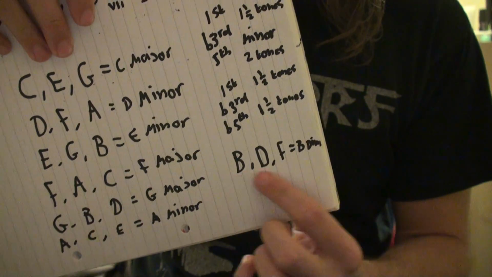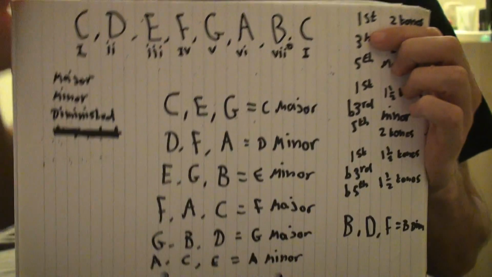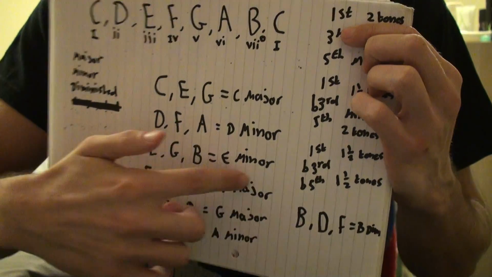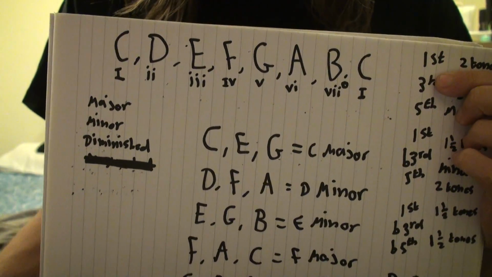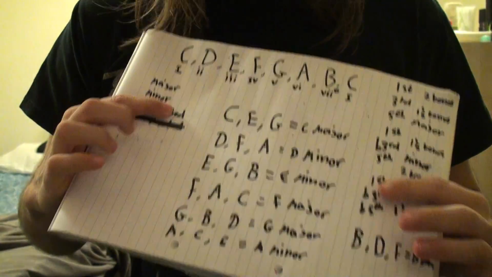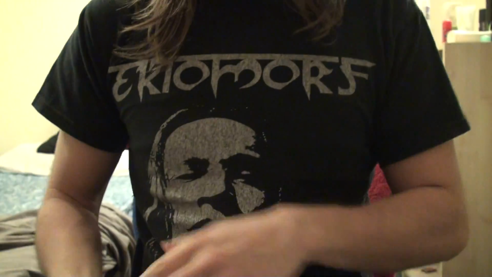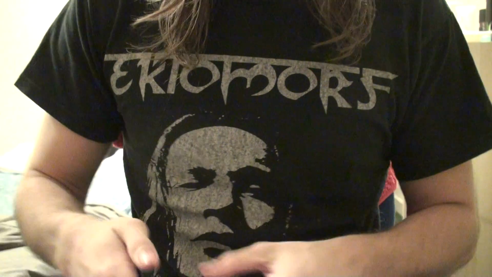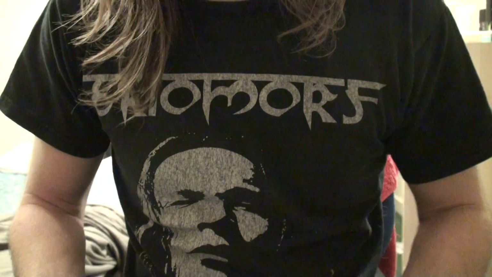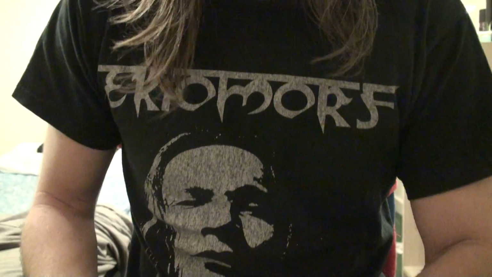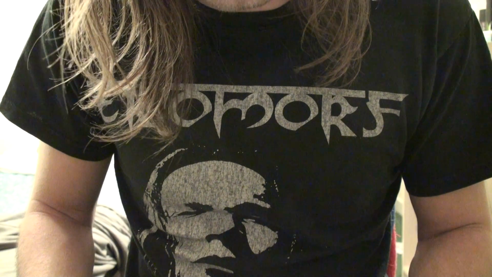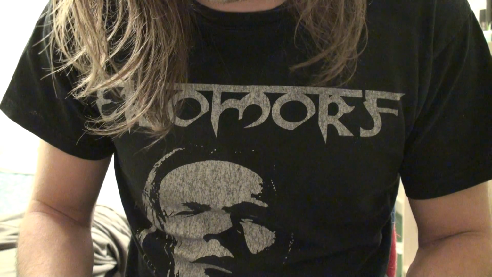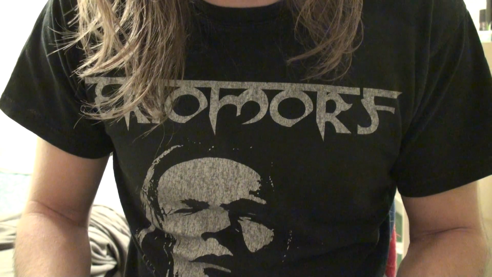Okay, so that is B diminished. So we have now figured out all the chords in C major. Now, I've run out of space, but we have more paper. What I'm going to do now is write out another major scale, just so you can see that it's exactly the same for every major key, right?